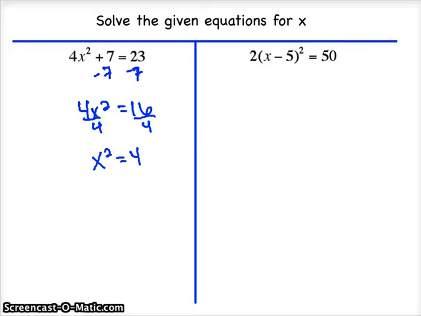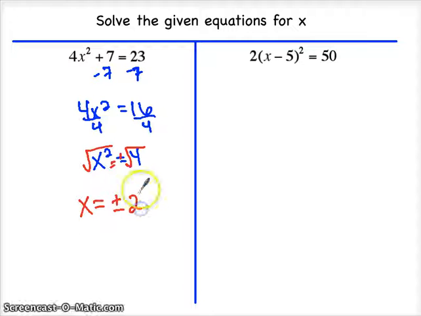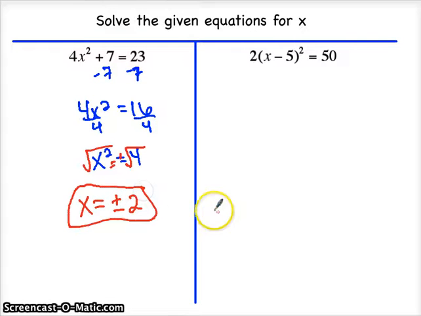And again, take that square root on both sides of our equation. Again, don't forget to say plus or minus. So x will be equal to positive or negative 2. And you can just write it exactly like that, plus or minus 2, telling us there are two answers.